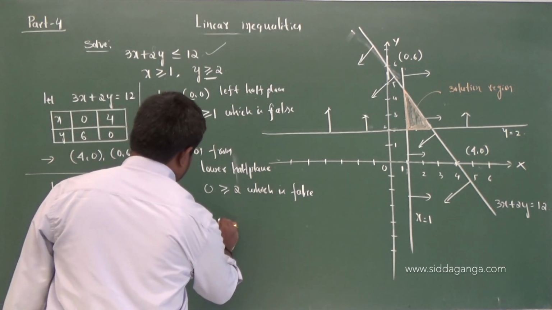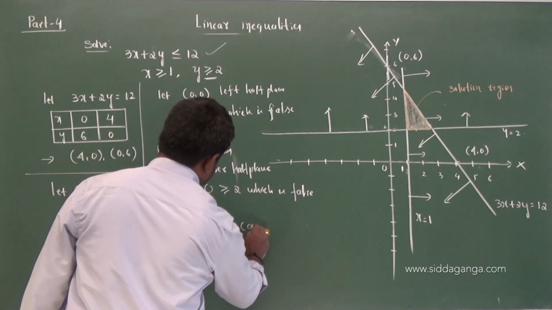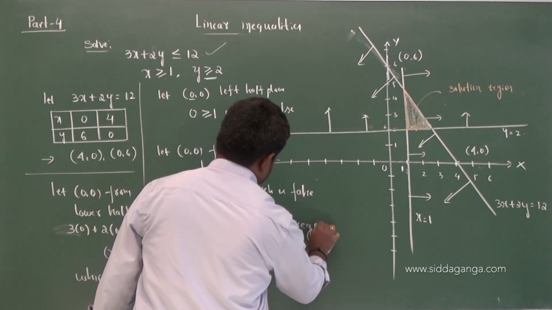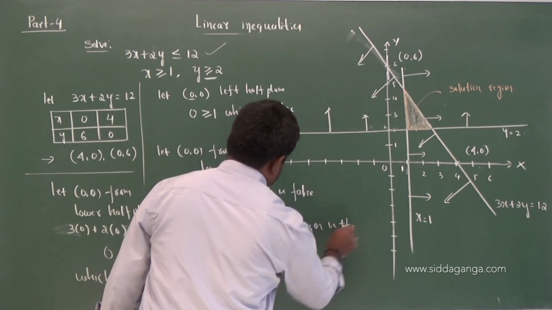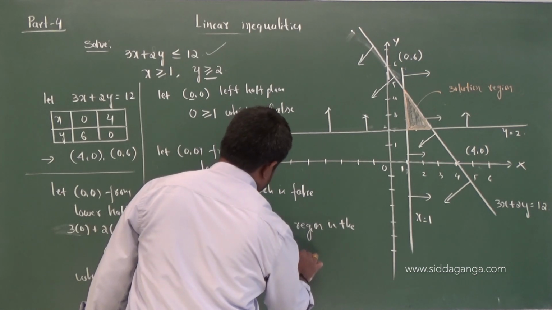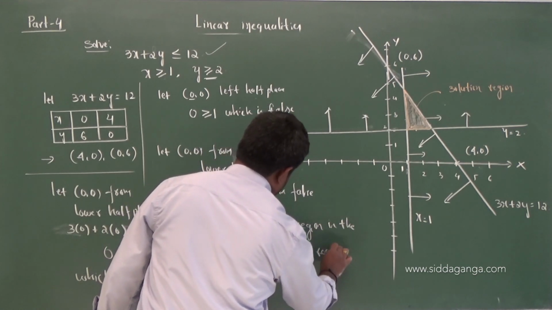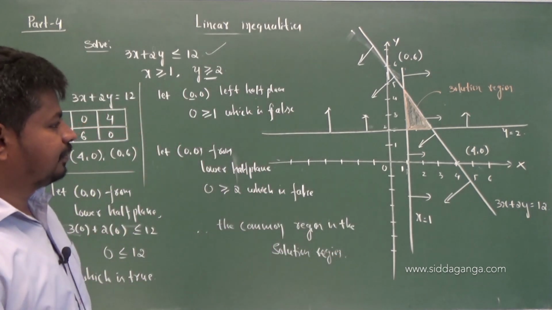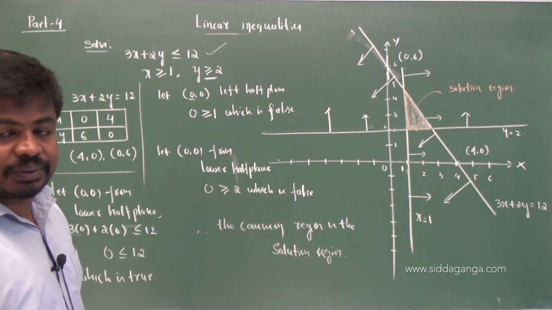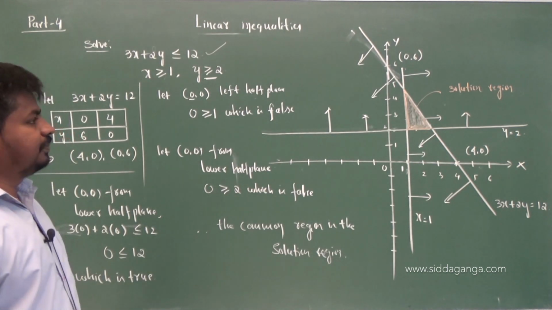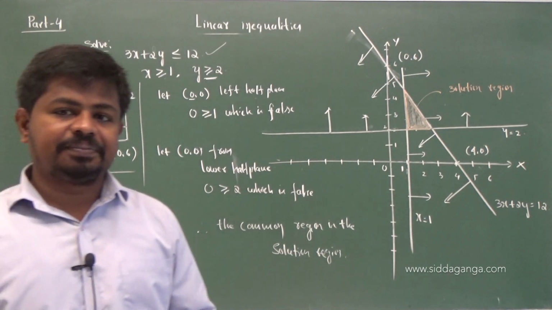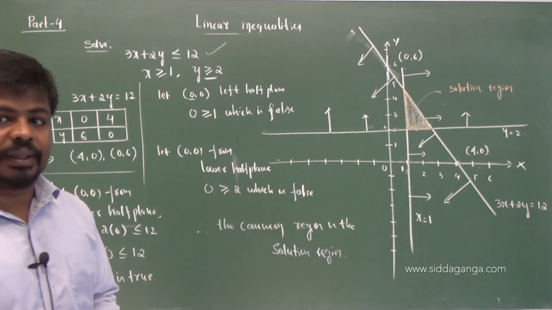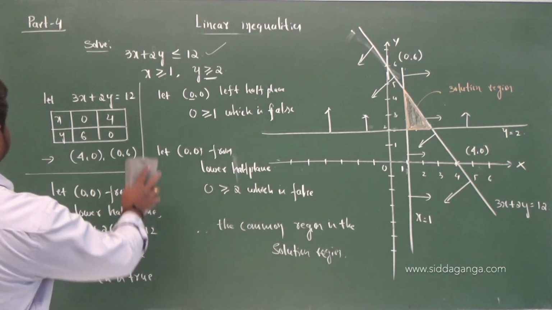Therefore, the common region is the solution region. It is very important to mention the conclusion. Hope you got it. Okay. So this is how we find the solution region for the given system of inequalities. Now let's move on to the next question.